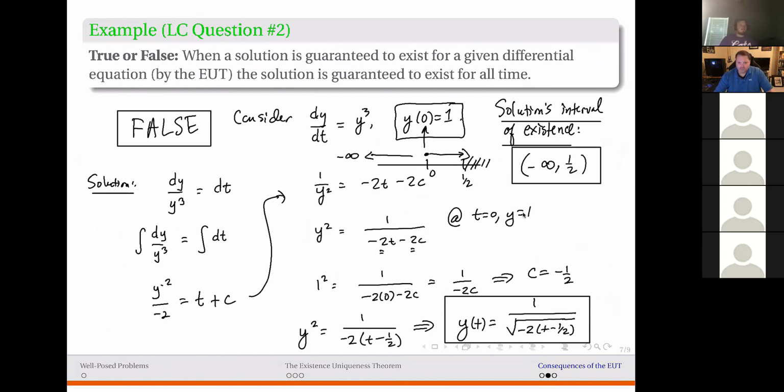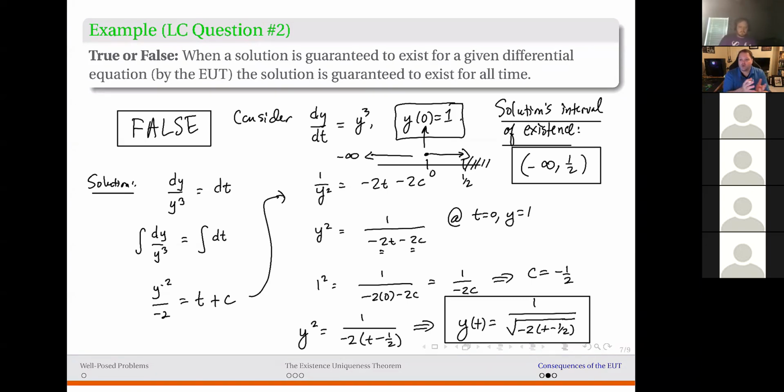1/2. And I know you're sitting there thinking, well, Dr. Erke, if things beyond 1/2 are bad, what happens if I looked at, say, y of 1? Well, if you looked at y of 1, this wouldn't be your solution anymore, right? Your solution would change, which means your interval of existence would change. So every single initial point for this problem is valid. I can find a solution at every single initial point. The existence uniqueness theorem guarantees that.